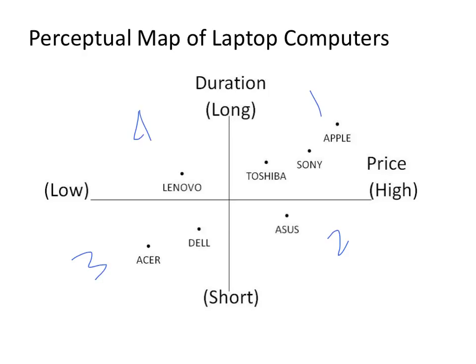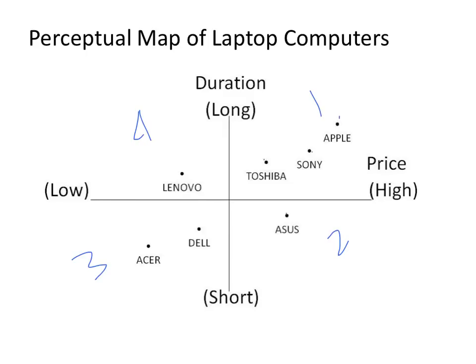The reason for this is because if you're only populating, say, 2 of the quadrants, 1 and 2, or 1 and 4, what you essentially have is a one-dimensional map, and the other dimension isn't really important. As you can see, if we only focused on, say, that the map was populated only by Apple, Sony, Toshiba, and Asus, well then you're actually ignoring the entire low price end of the spectrum. So you want to make sure that at least 3 of the quadrants are populated.